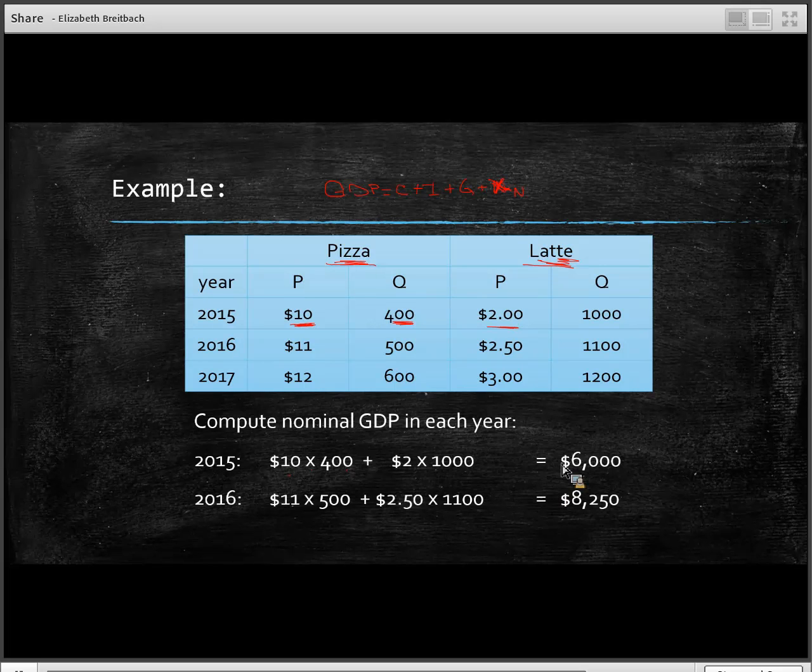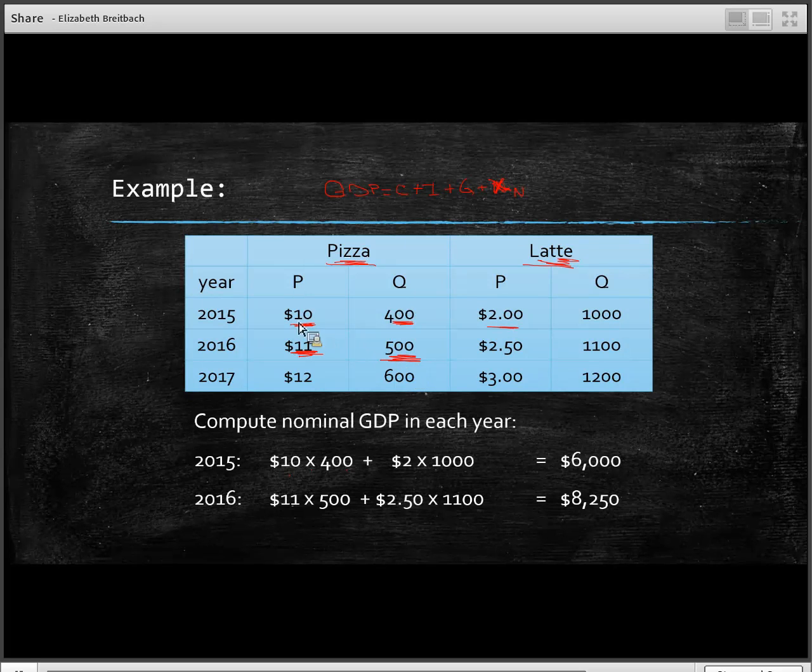And then we can move on to 2016. And when we're calculating nominal GDP, we use the current prices for that year. And so we're talking about $11 for a pizza and 500 pizzas bought and sold.